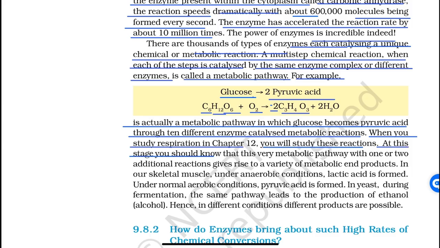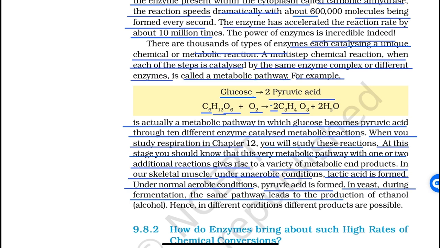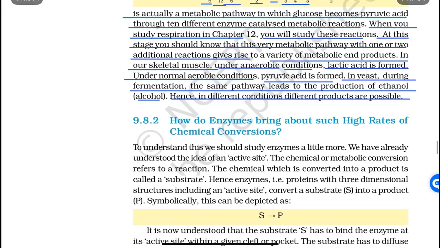At this stage, you should know that this very metabolic pathway with one or two additional reactions gives rise to a variety of metabolic end products. In our skeletal muscle, under anaerobic conditions, lactic acid is formed. Under normal aerobic conditions, pyruvic acid is formed. In yeast, during fermentation, the same pathway leads to the production of ethanol, alcohol. Hence, in different conditions, different products are possible.